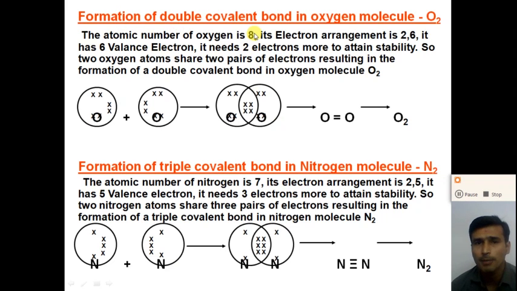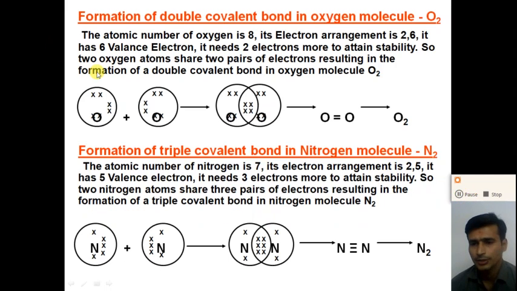So now dear student, let us take another example. Formation of the double covalent bond in the oxygen molecule O2, right? What do you mean by the double covalent bond? Sharing of two pairs of electrons, right? Two electrons from one oxygen atom, and two electrons from the other oxygen atom are shared, and we get the double covalent bond, right? Let us discuss the formation of the double covalent bond in the oxygen molecule O2, right?